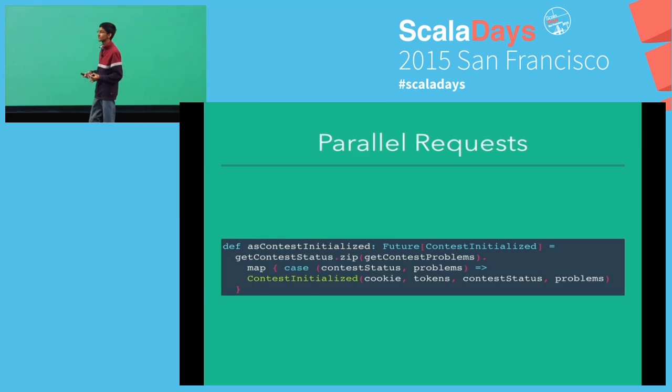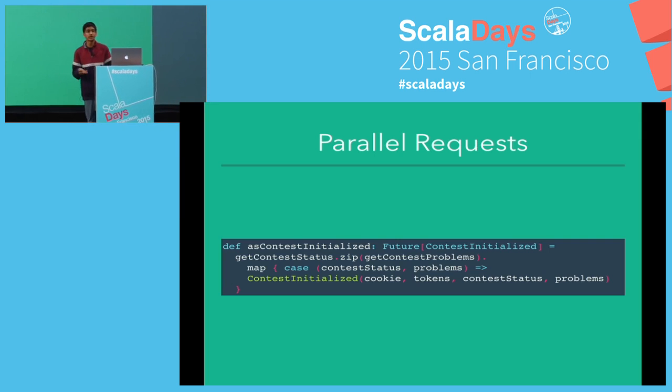Scala makes handling asynchronous tasks so simple. When I talked about getContestStatus and getContestProblems, which are needed for going to the initialized state, neither of these two requests that we have to make are dependent on the other. So you can run these in parallel. And to run it in parallel, it's as simple as zipping the two futures together and getting a future of a tuple of the types of those futures. That's all we have to do. And this is the power of Scala. You don't have to dive deep into your logic for handling asynchronous tasks. You have all these tools at your disposal to work with asynchronous tasks, and it makes it so much easier. This is all the implementation I had to do for asContestInitialized.